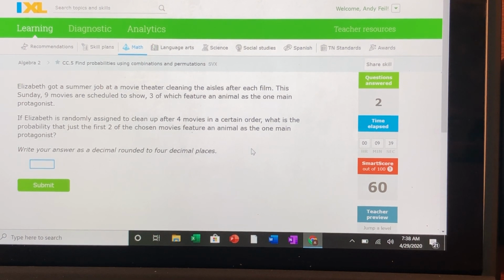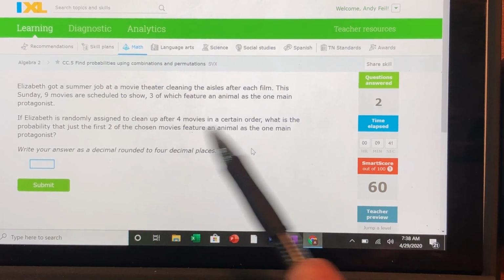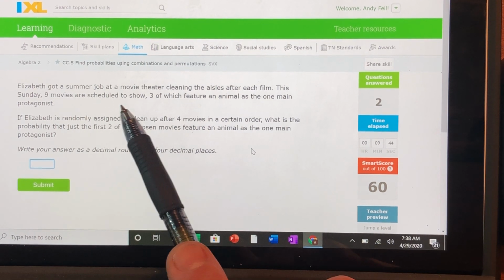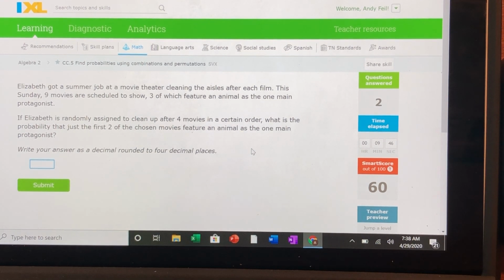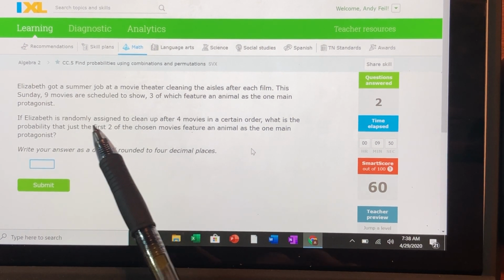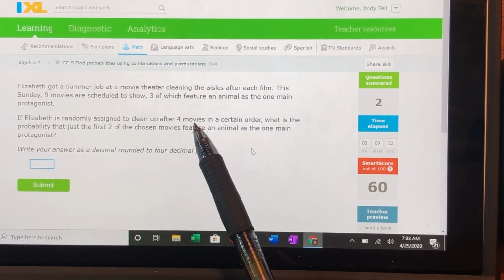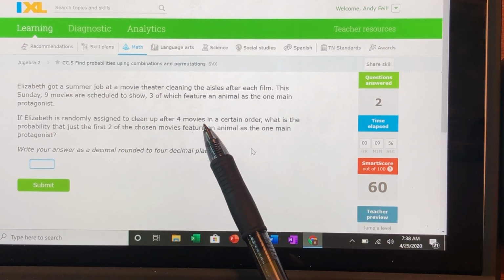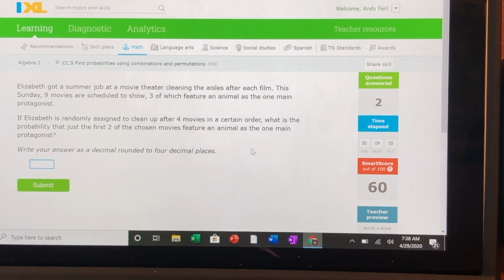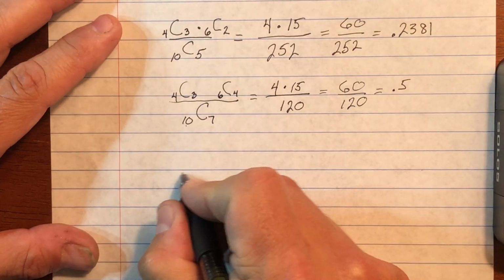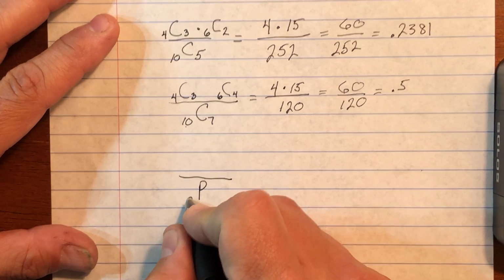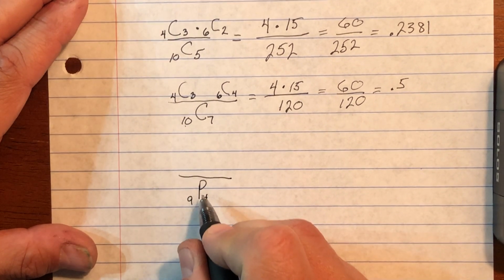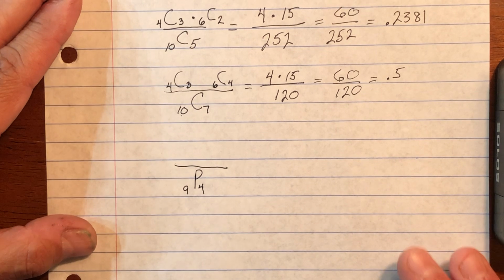So let's figure out the denominator first. Let's see, this Sunday there are 9 movies scheduled to show. How many movies is she assigned to clean? Elizabeth is randomly assigned to clean 4 movies. So we've got 9 movies, and she's going to be cleaning up after 4 of them. So that's 9 choose 4. That goes in the denominator. That is the sample space. We have 9 choose 4, but we're going to be using permutations instead of combinations.